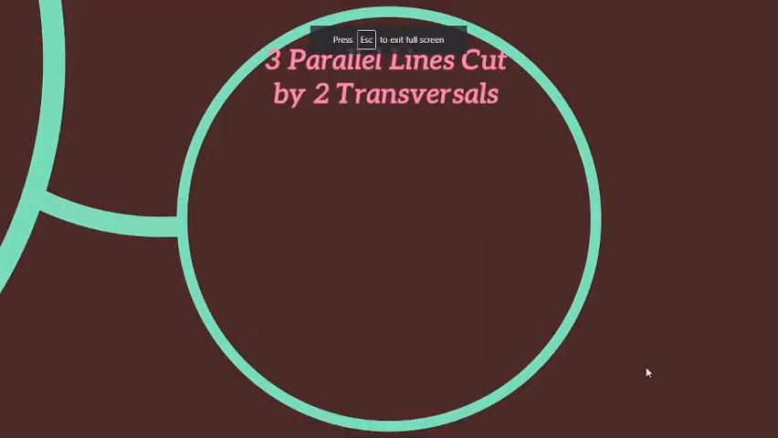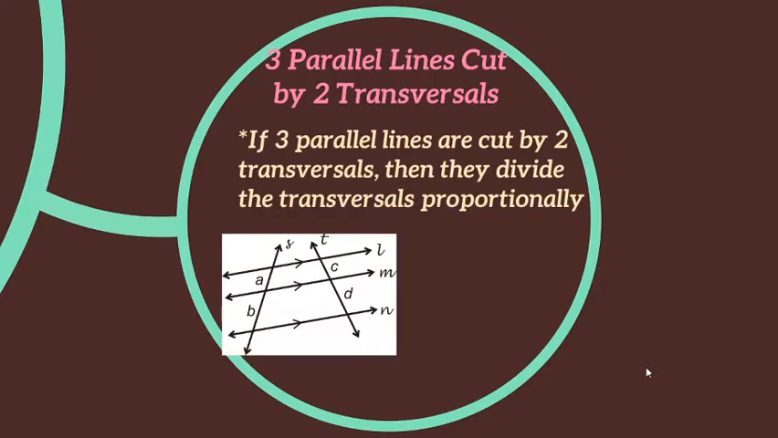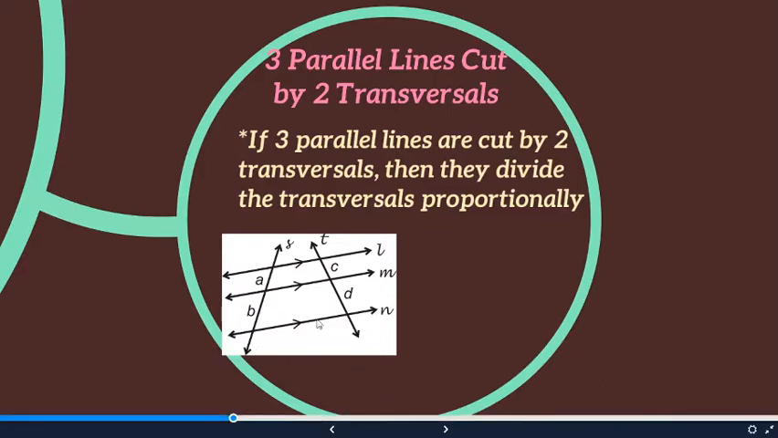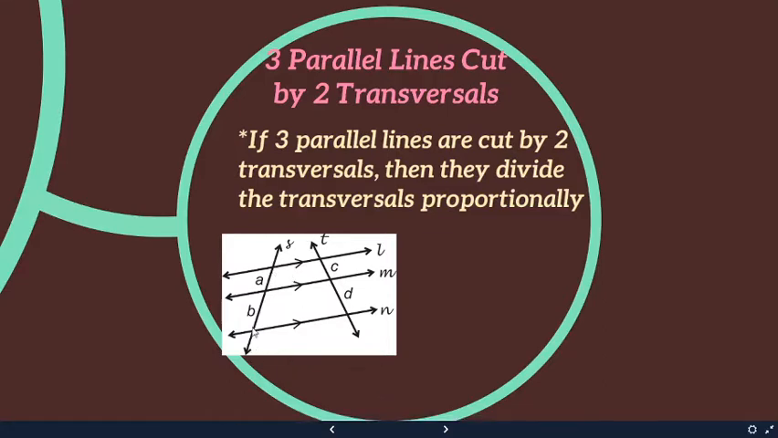The next property that we're going to be talking about is when you have three parallel lines that are cut by two transversals. Whoa, that's a lot of transversals and parallel lines. But it's going to work out. So if we have three parallel lines that are cut by two transversals, then they will divide the transversals proportionally. What that means is that it will divide up the transversal segments into two proportionate parts, which is really amazing in my opinion.